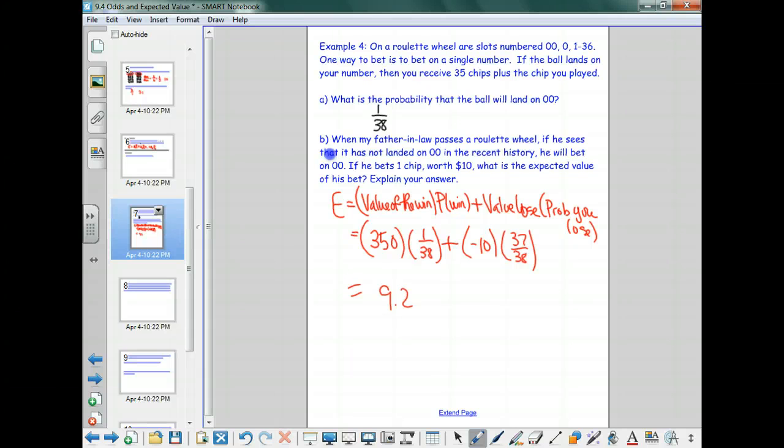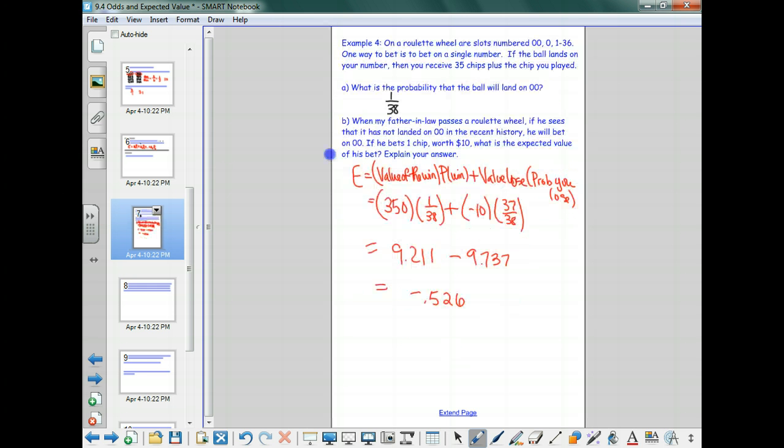9.21. Is there a number after the 1? A 0. 210? Yeah. Okay, so 9.211. All right. And I'm going to subtract because the next number is going to be a negative. What is 10 times 37 over 38? 9.737? Yes. Okay. And then let's subtract 9.211 minus 9.737. Which would be negative 0.53, right? Because this is money.